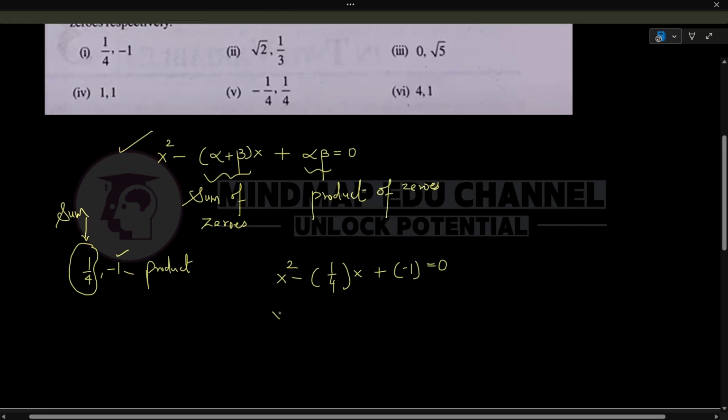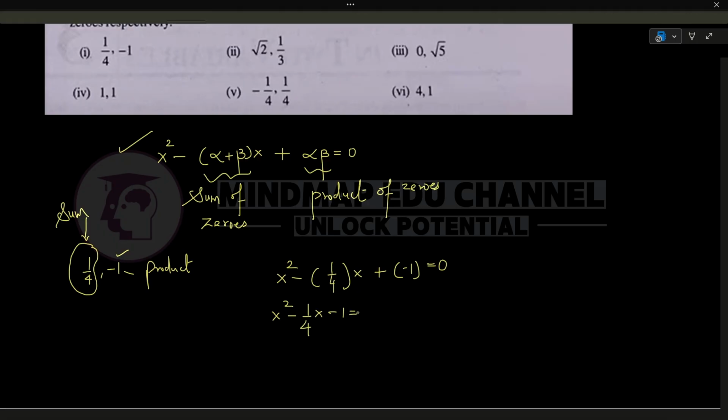Now open the bracket, x square minus 1 over 4x minus 1 equals 0. Now you have to eliminate the 4, that means you have to remove the denominator. So take the LCM, that is 4, and 4x square minus x minus 4 equals 0. And thus we will get the equation as 4x square minus x minus 4 equals 0. So this is the quadratic equation when the sum is 1 by 4 and the product is minus 1.